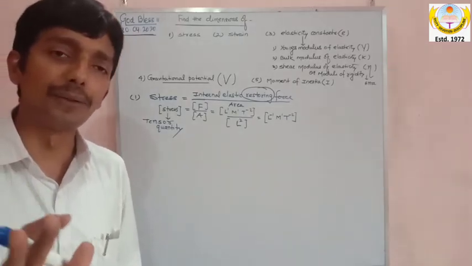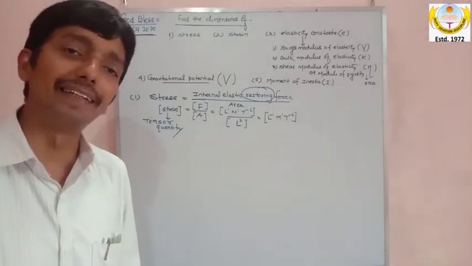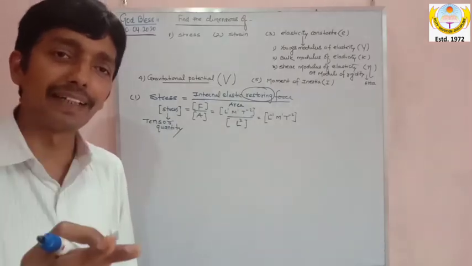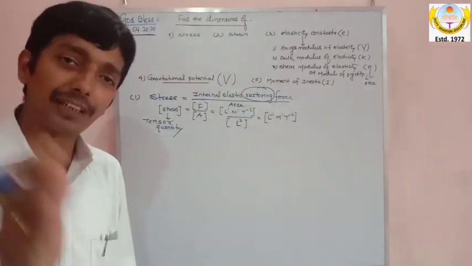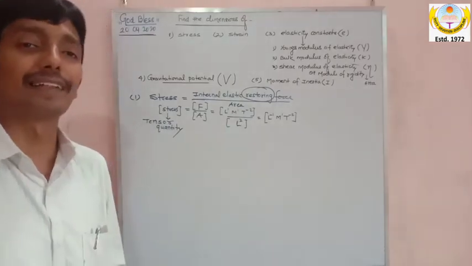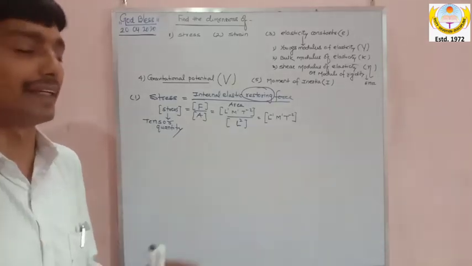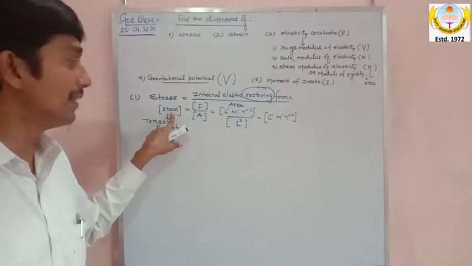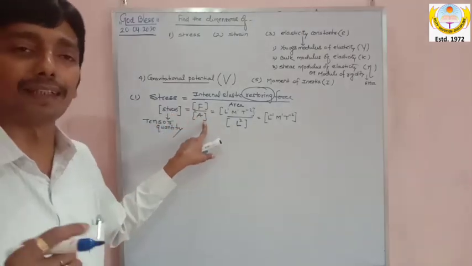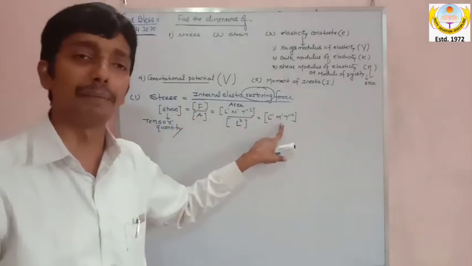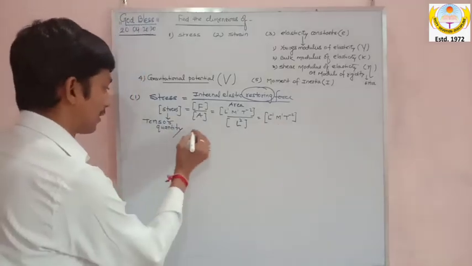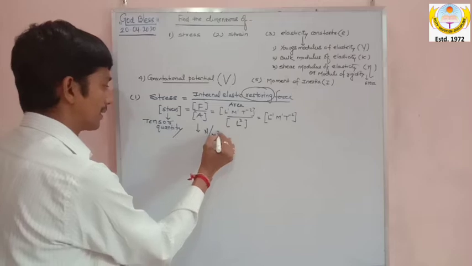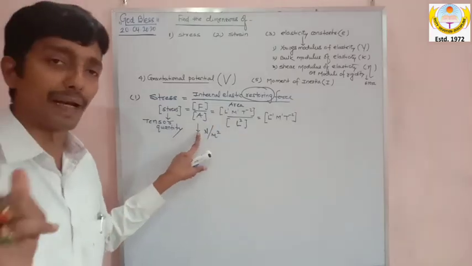Tensor quantity doesn't need magnitude, neither does it need direction. Scalar needs magnitude, not direction. Vector needs magnitude and direction both. And tensor does not depend upon either magnitude or direction. So my dear, this stress is a tensor quantity. Though its formula is same as the pressure, its dimension is same as the pressure. Even the SI unit of stress is nothing but Newton per meter square. That is same as the pressure.